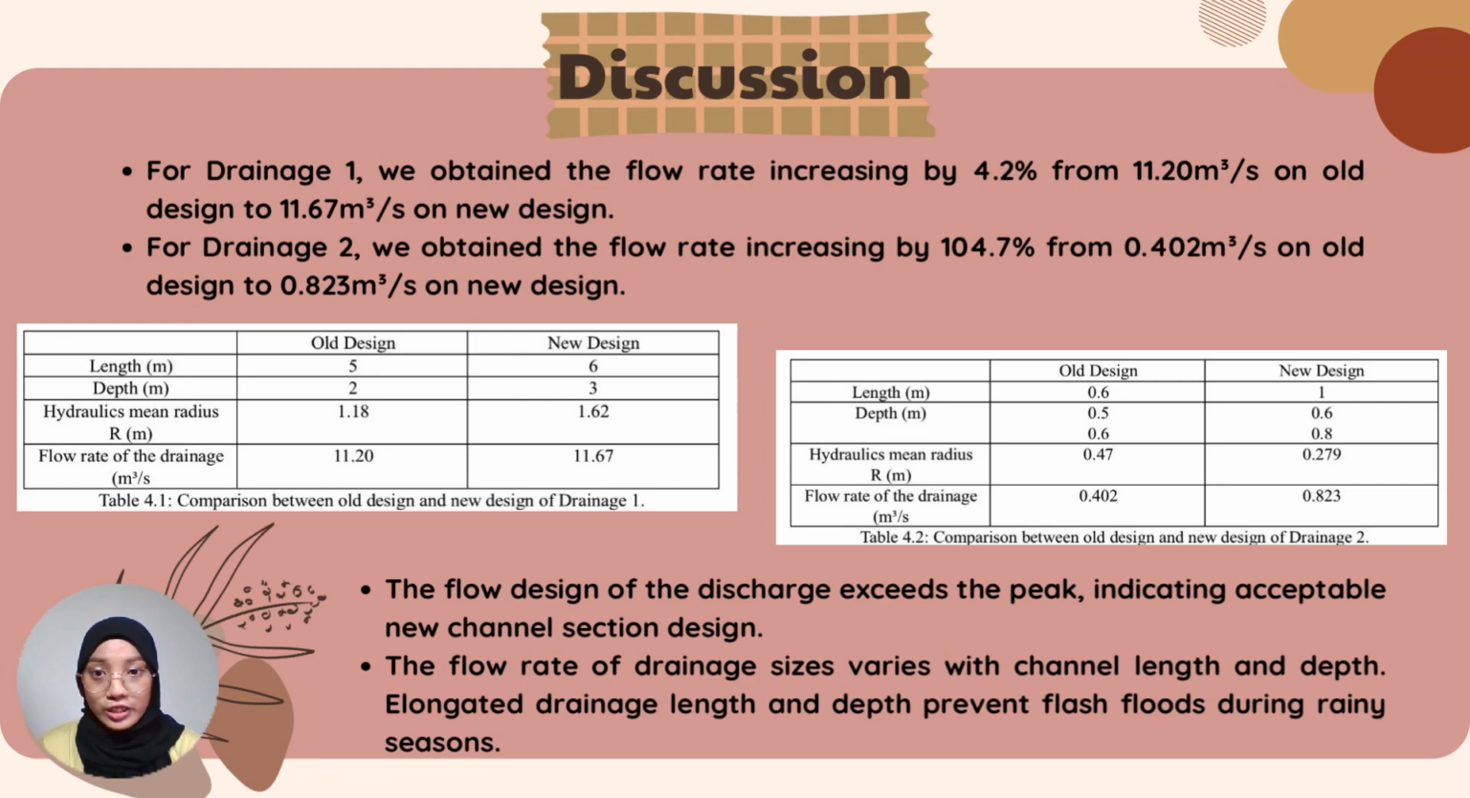For Channel 2, we obtained the flow rate increasing by 104.7%, from 0.402 meter cube per second on the old design to 0.8323 meter cube per second on the new design. The design discharge exceeds the peak, indicating an acceptable new channel section design, and the flow rate of drainage size varies with channel length and depth. In negative drainage, length and depth will prevent flash floods during rainy days.